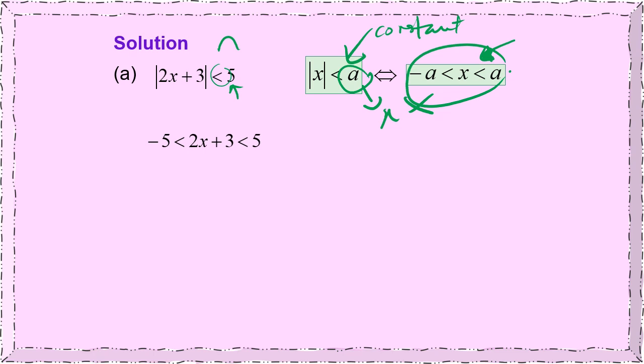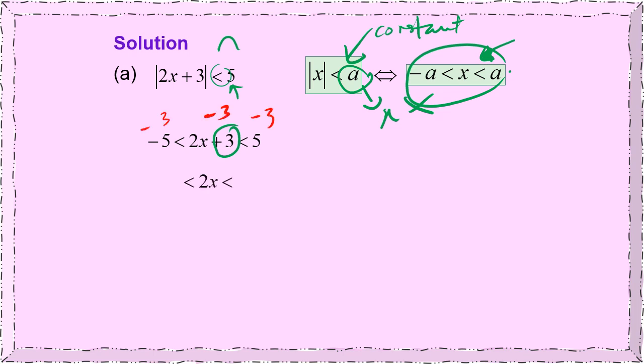If we want to use this definition, we get negative 5 less than 2x plus 3 less than 5. Then you can solve as usual from the inequality exercises we have done. What you need to do is let x be the subject in the center. To do that, we have to eliminate the 3 first, by subtracting 3. So we get minus 3, minus 3, minus 3.